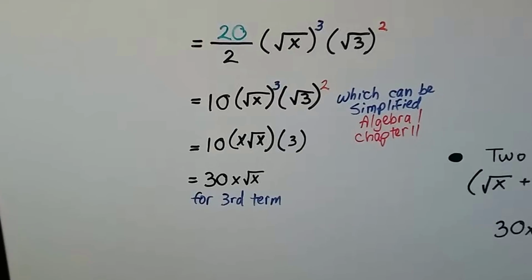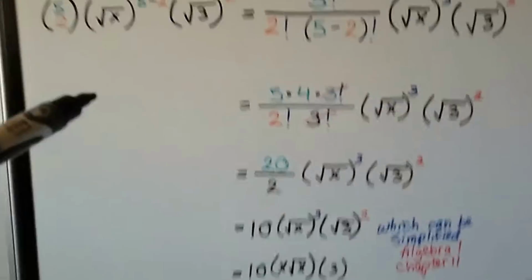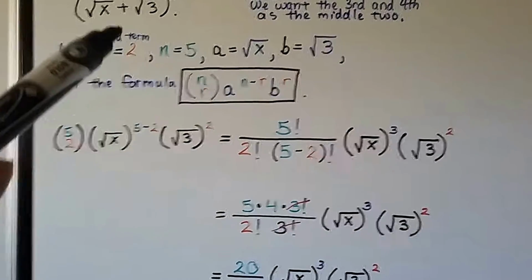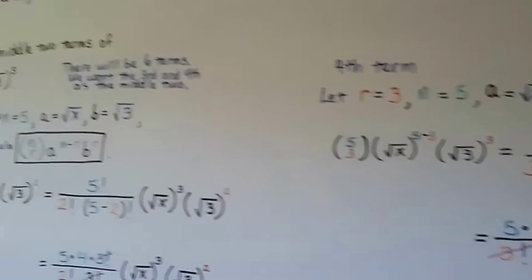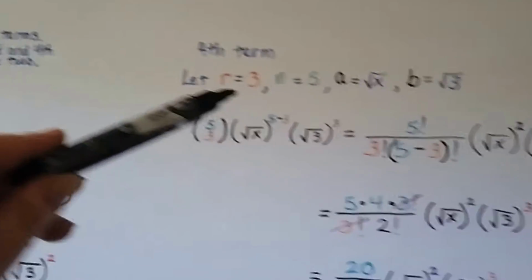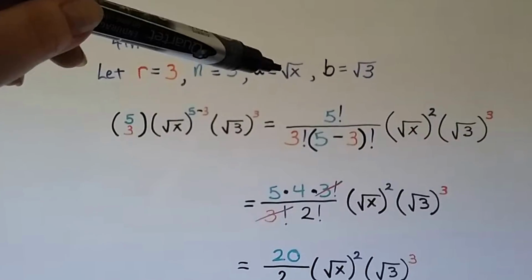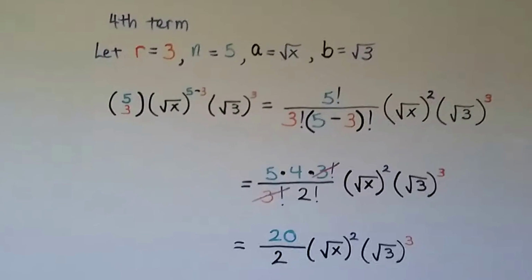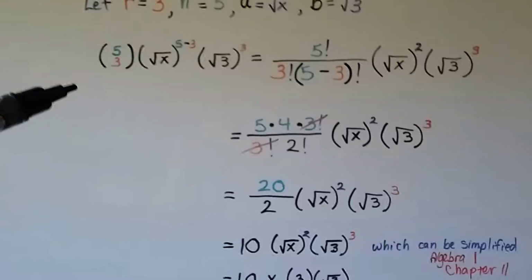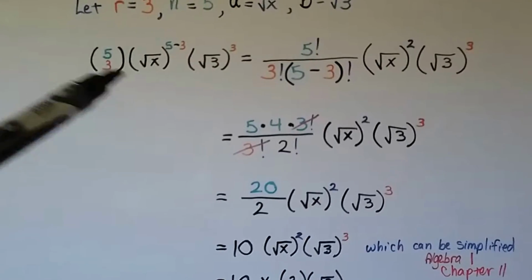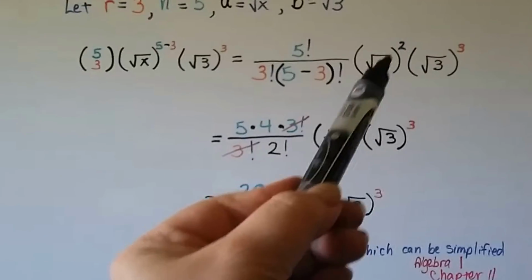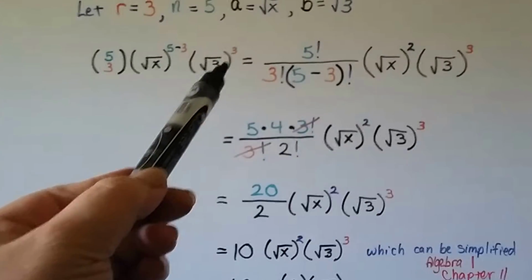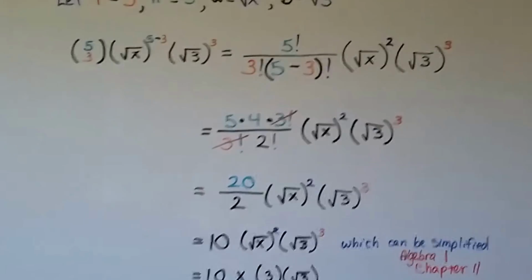Now we need the fourth term, so we need to do it again. So now we're going to let r equal a 3 for the fourth term, one less, right? So here r equals 3, n equals 5, because it's raised to the fifth power. And our a is the square root of x, our b is the square root of 3. And we put it in. We've got a 5 minus 3, so now that's going to be the square root of x squared, isn't it? And that's going to be raised to the third power.